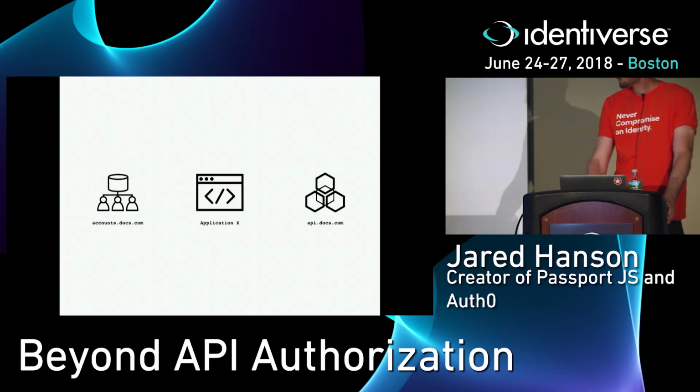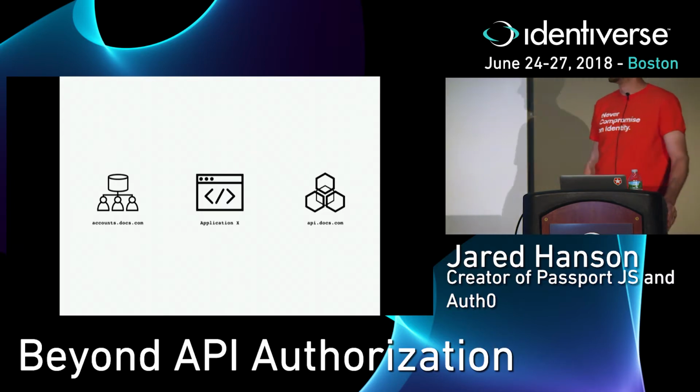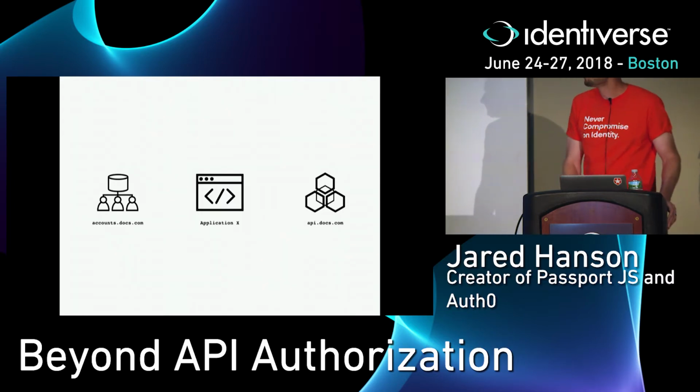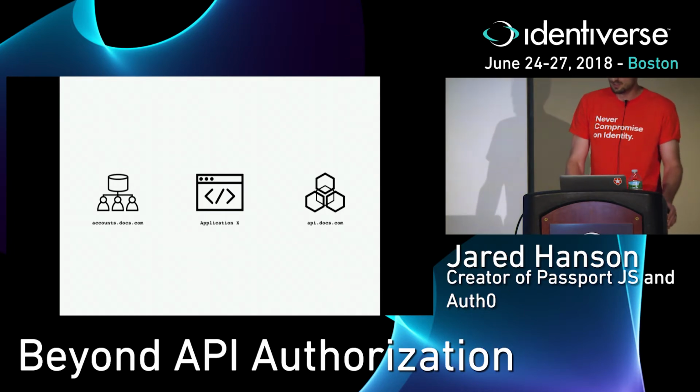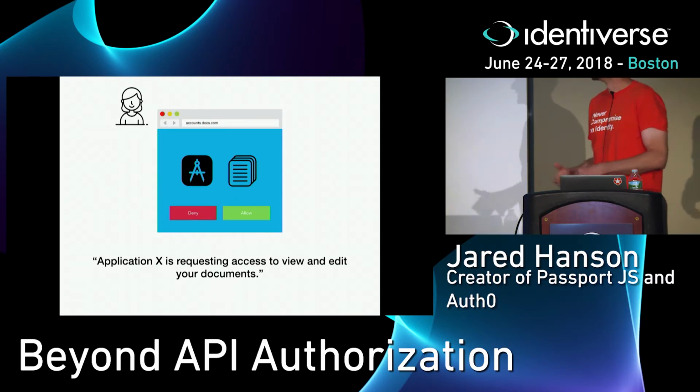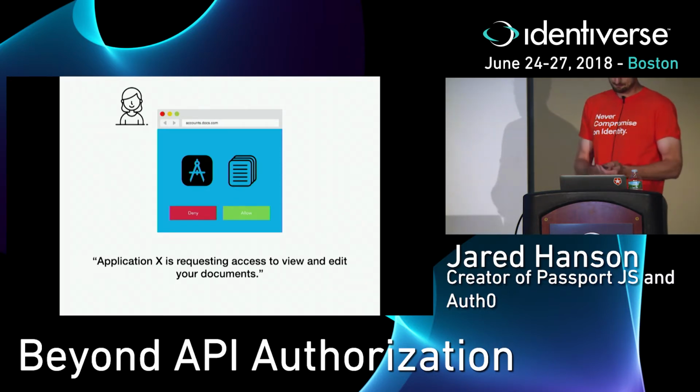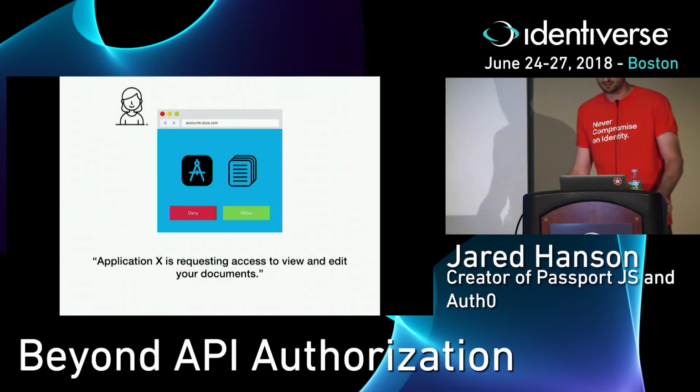So first of all, these are the systems that are going to come into play as they do in any OAuth scenario. We have the authorization server on the left, the application in the middle, and the API on the right. Once this application initiates an OAuth request, we'll bring our user into play, and Alice will see a dialog that typically looks like this.